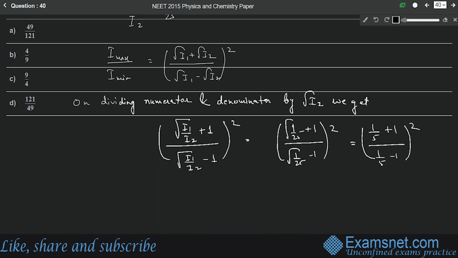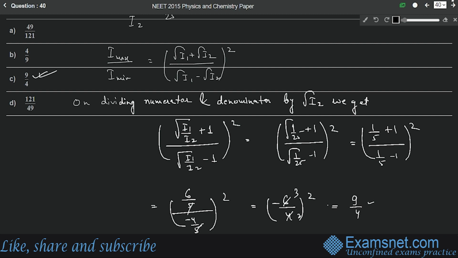Now you can easily solve this. Okay, on the numerator side we'll get 5 plus 1, that means 6/5, and on the denominator side we'll get minus 4/5. Okay, minus 4/5. So 5 will be cancelled, and here we'll get 6/4 square. So it will be minus 3/2 square. That means it will be 9 by 4. Okay, minus will become plus because on squaring minus becomes plus. So 9 by 4 will be the correct answer, option number C.